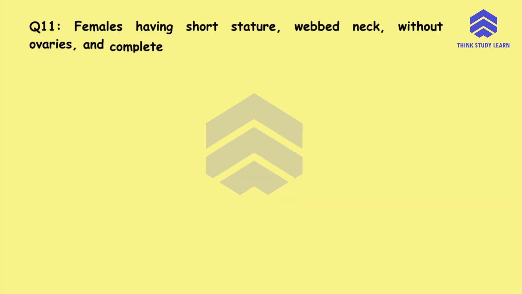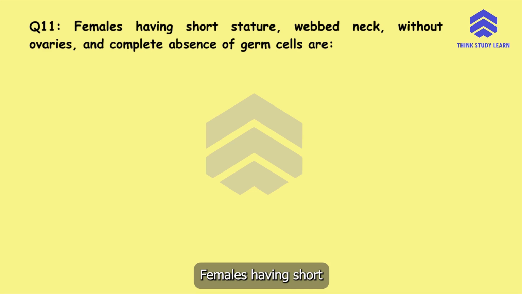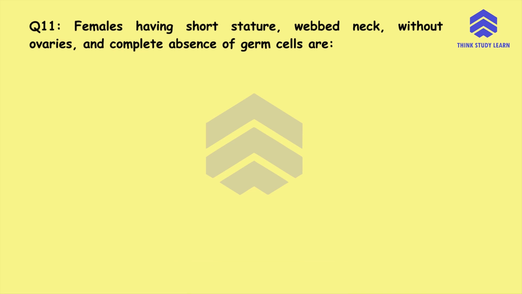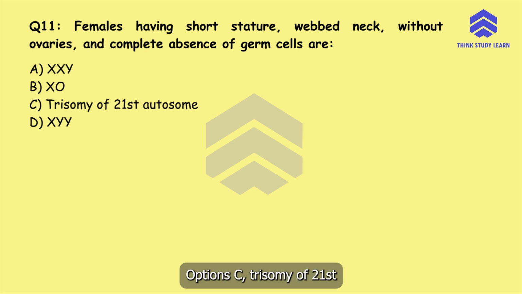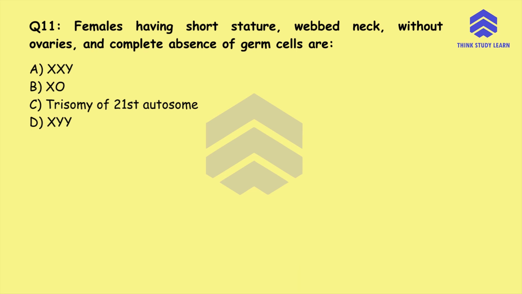Question number 11. Females having short stature, webbed neck, without ovaries and complete absence of germ cells are option A, XXY, option B, XO, option C, trisomy of 21st of autosome, or option D, XYY.